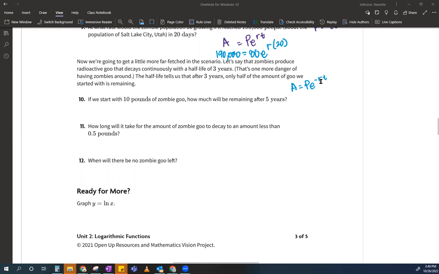So this rate is decreasing. Remember, I talked about that brownie pan, like it's decreasing because every time I go in there, I'm eating half of the amount of brownies that are in there. Okay. So it says if we start with 10 pounds of zombie goo, how much will be remaining after 5 years? So you just want me to figure out what numbers to plug in here? Exactly. So let's just see. Where does the 10 pounds go? Where does the 5 years go? What numbers should I be using here?